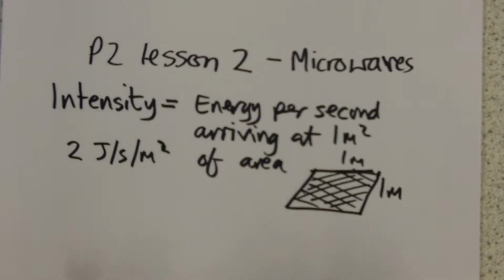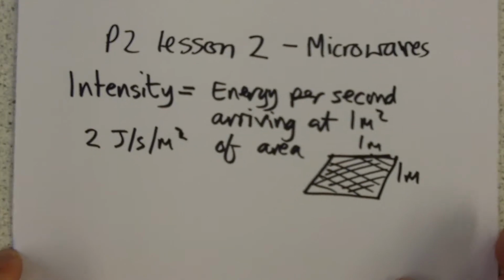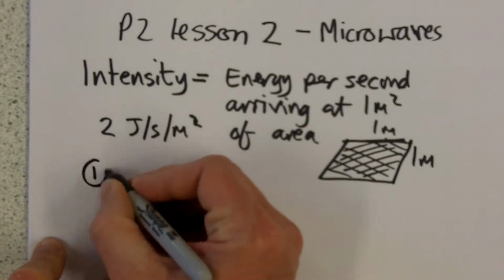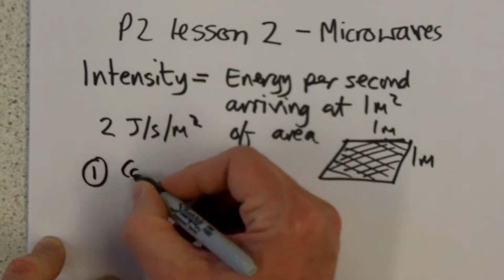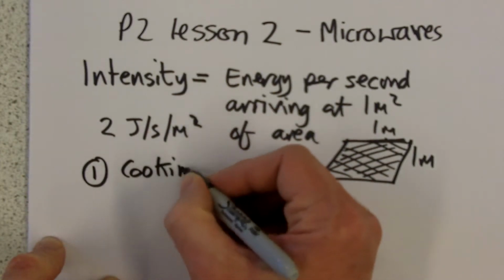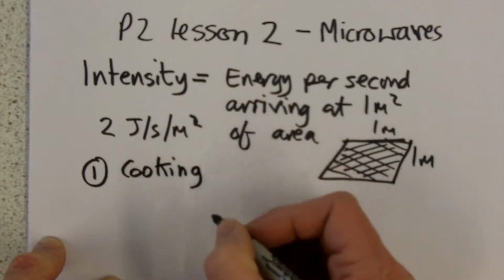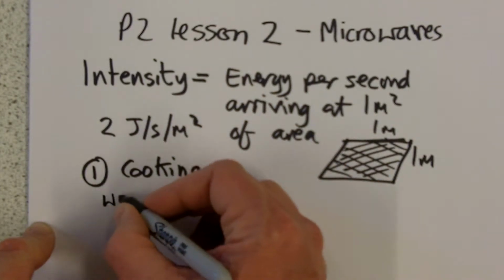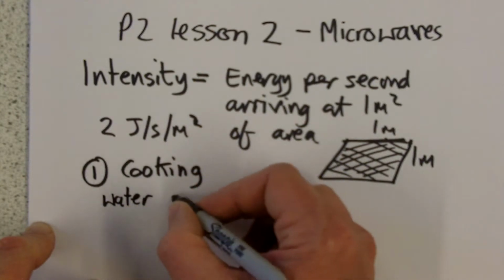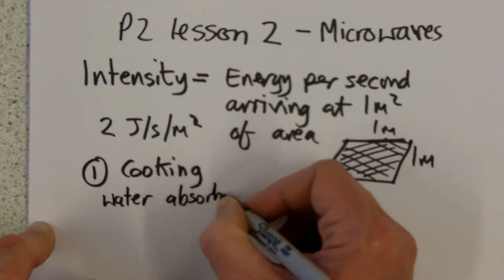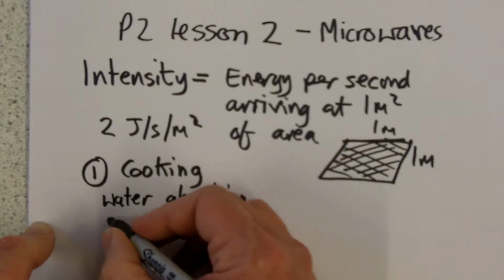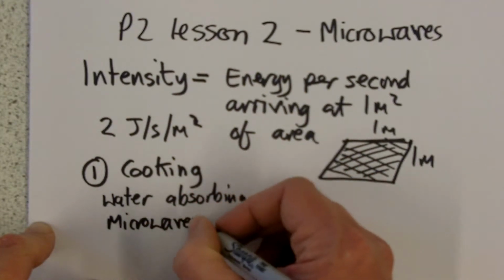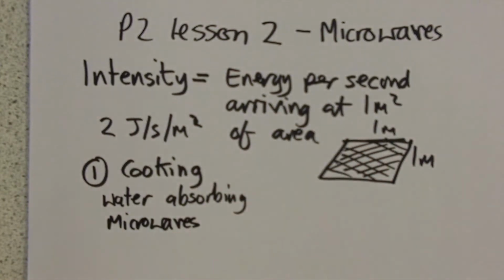Now then, microwaves are very useful to us for a number of reasons. Firstly, microwaves are used for cooking, and the reason that they are used for cooking is because water molecules are particularly good at absorbing microwave photons, which makes them vibrate faster, which causes them to heat up.